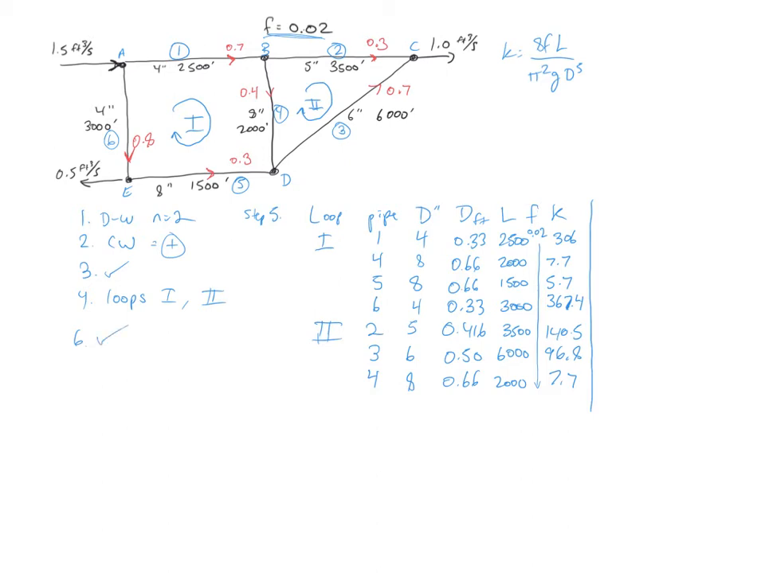Step 6 is done. Step 7 is to calculate delta Q. So what I'm going to do now is, in the space to the right of the table I've already made, I'm going to make some more entries. First, Q, what is the flow that I assumed in that pipe? Next, KQ to the nth. And then next, absolute value KQ to the n minus 1. And last, delta Q.